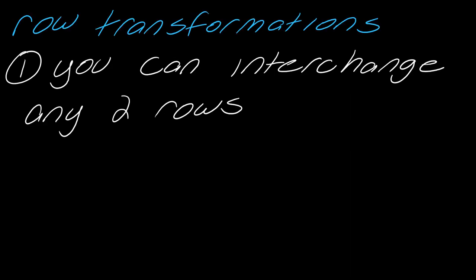The first thing that you're allowed to do to a matrix that will not change the value of the matrix is you can interchange any 2 rows. And this makes sense if you think about it, because a matrix represents a system, and it doesn't matter which equation comes first. So you can interchange any 2 rows, and that is a perfectly acceptable row transformation.